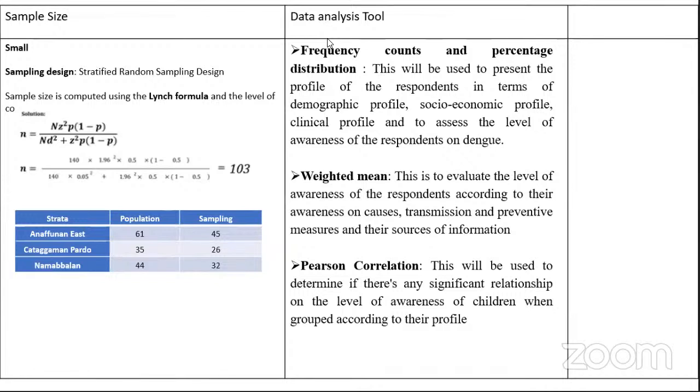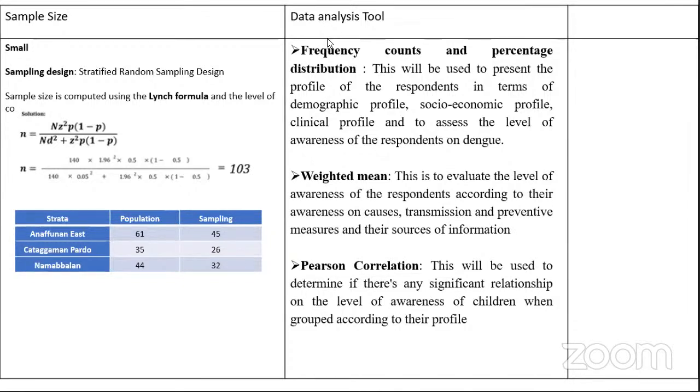This is not the right formula, my dear, because you will use the Slovenes, because you know the total population. Yung P dyan is proportion. This formula that you have there is not the right formula. Instead, you will use already the Slovenes. Why Slovenes? Because you know the total population anyway. So in this case, you will remove that one.